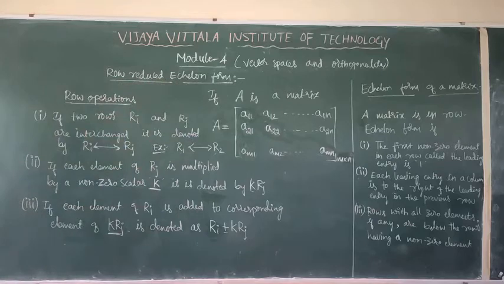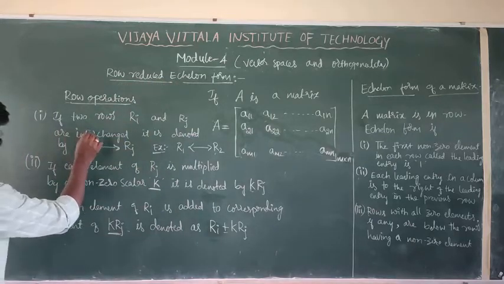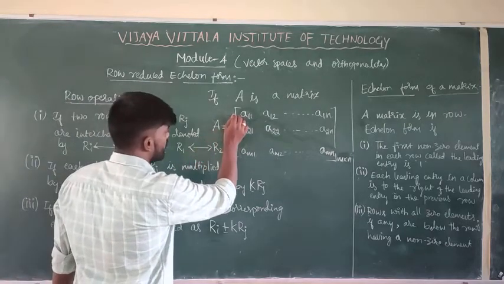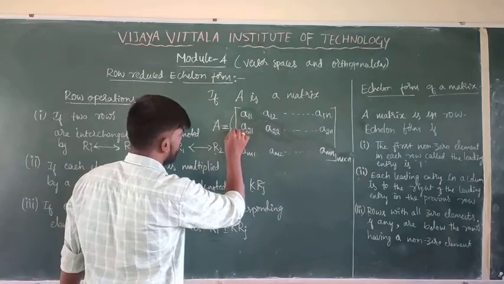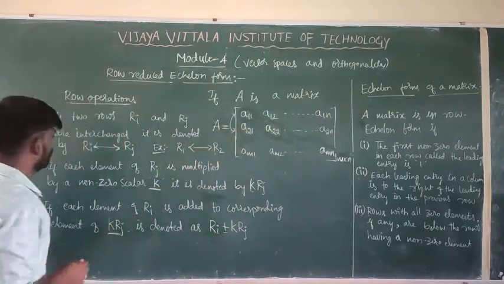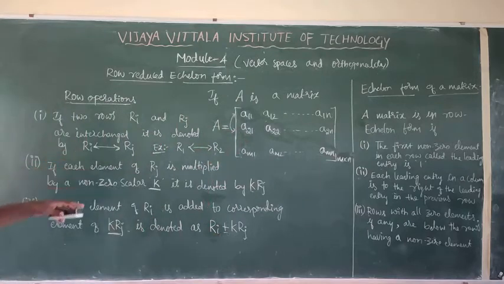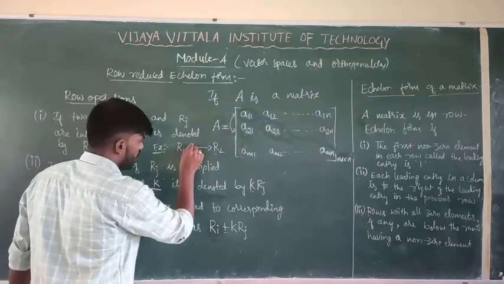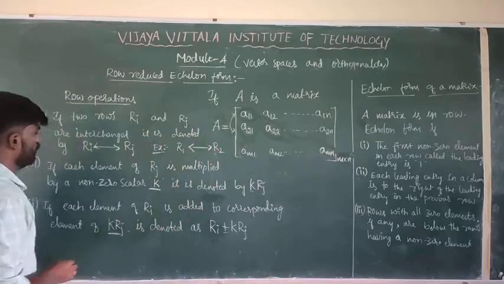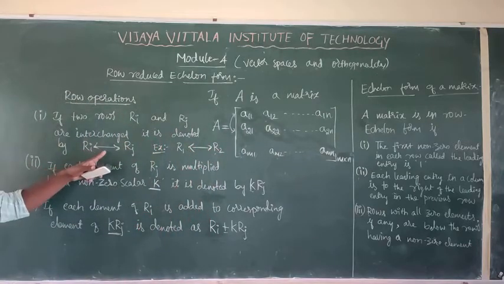What are row operations? First, if two rows Ri and Rj are interchanged, if this is a matrix and we interchange these two rows R2, R1, we denote that as R1 double arrow R2. R1 interchange with R2. The general form is Ri double arrow Rj.